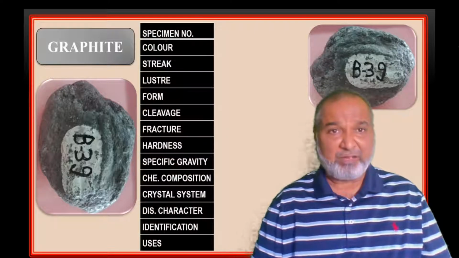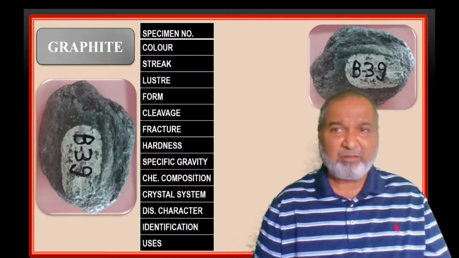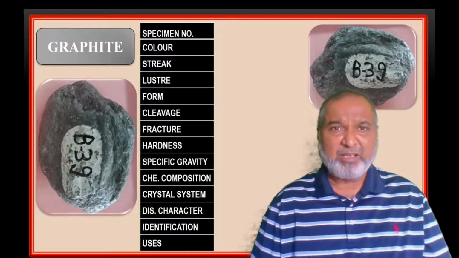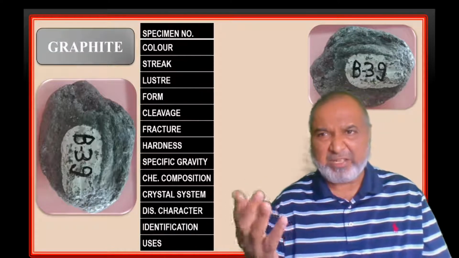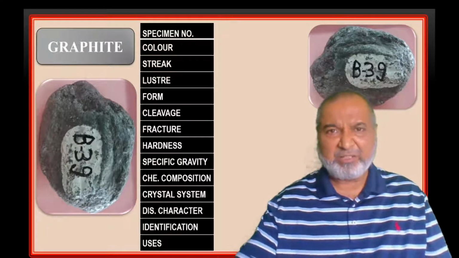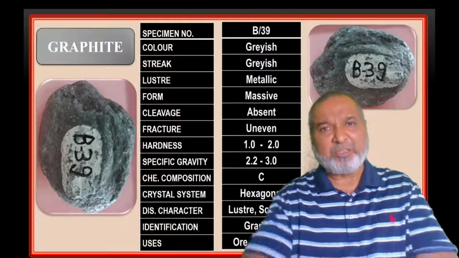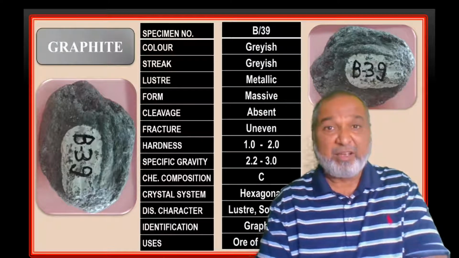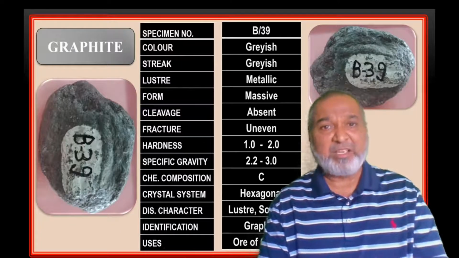Next one is graphite. Graphite is carbon, and it is used in the electrical industry. So you can see the color. It is still gray or grayish. The color is the same and the streak is also the same. Both will be grayish. Luster is metallic, shining like a metal.